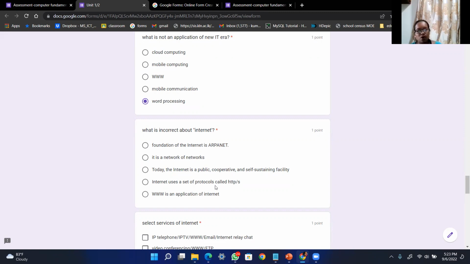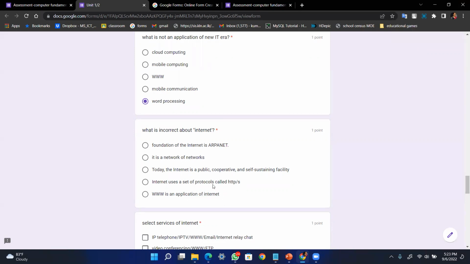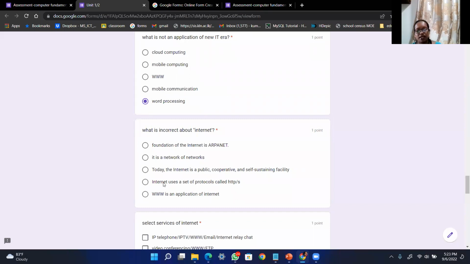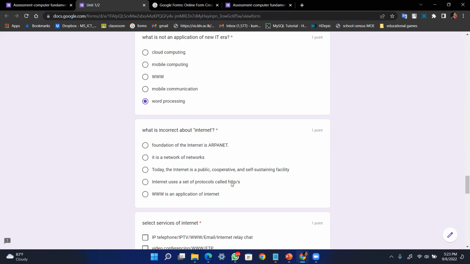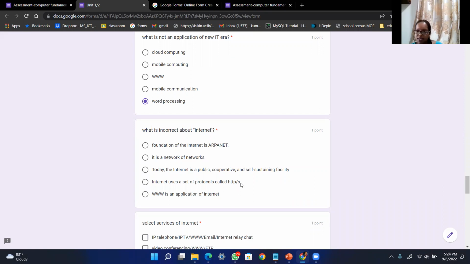Internet uses a set of protocols called HTTP or HTTPS. Is that correct? No, teacher. What is the protocol that is used by the internet? TCP/IP is the protocol it uses, right? Where is HTTP used? HTML document exchange. That means in www, it uses HTTP or HTTPS, right? www is an application of internet. Is that correct? It's just a service.